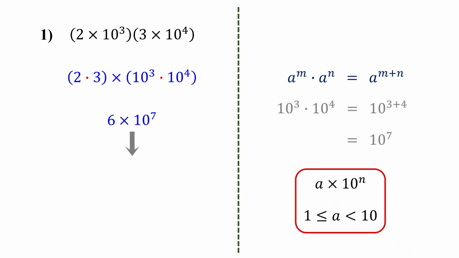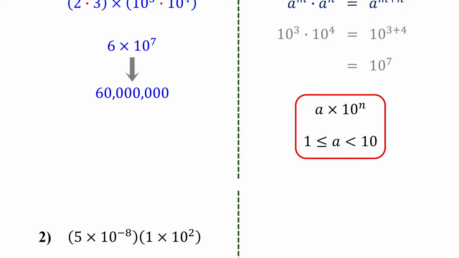If your teacher asks for the answer in standard form, here's what you do. Start with 6 and move the decimal point 7 places to the right. That gives us 60 million. If you need a refresher on converting from scientific notation to standard form, the link is in the description. Great, let's move on to the second example.